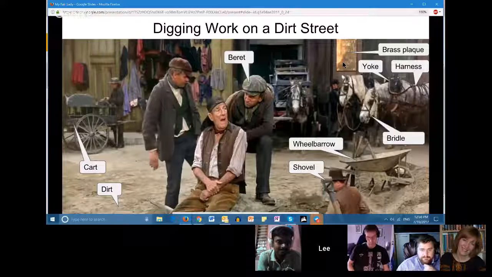Here's a wheelbarrow. This is a wheelbarrow. You pick it up with two hands. It has one wheel in front, two little feet in the back. You can see the horse's harness and yoke and bridle from side view. Shovel.